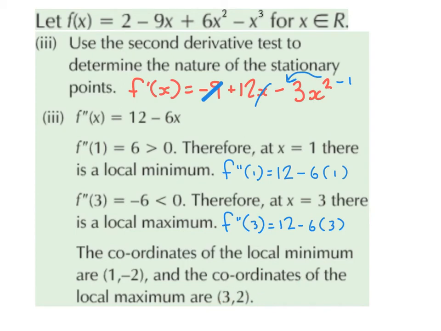Be careful, because we were asked to find the stationary points, which means we have to have a coordinate, so an x value and a y value for both of them. So just be careful that you don't just end up saying it's going to be local minimum or local maximum. You have to explain at the end what the actual coordinates are. In this case, 1, minus 2 and 3, 2.